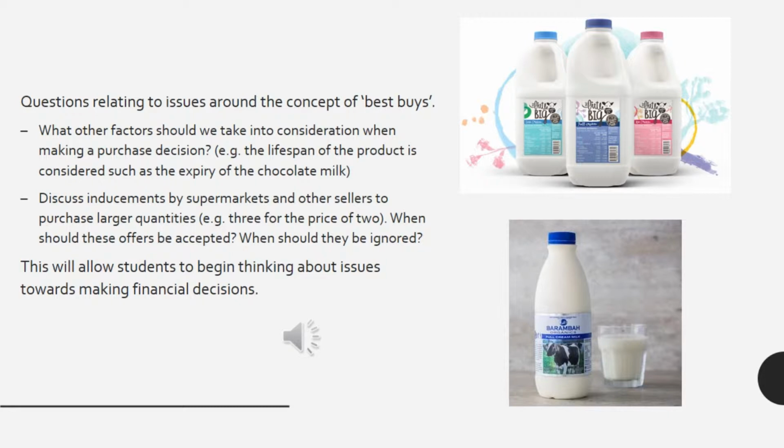Discuss endorsements by supermarkets and other sellers to purchase larger quantities. Example, 3 for the price of 2. When should these offers be accepted? When should they be ignored? This will allow students to begin thinking about issues towards making financial decisions.